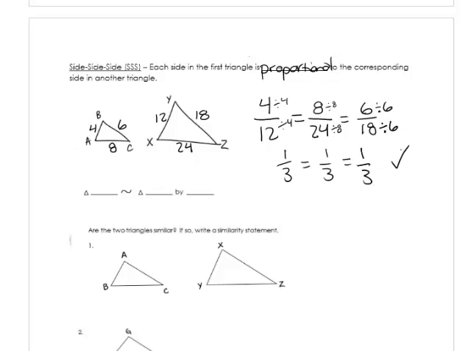Because all of those are the same, that means the ratios of corresponding sides are proportional. And all I need to do is write triangle ABC is similar to triangle XYZ by side-side-side.